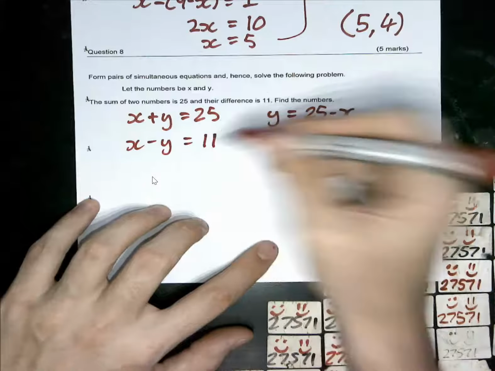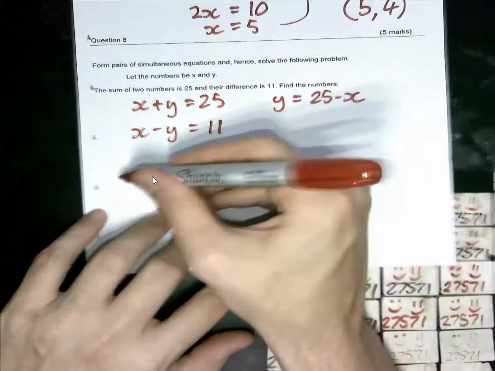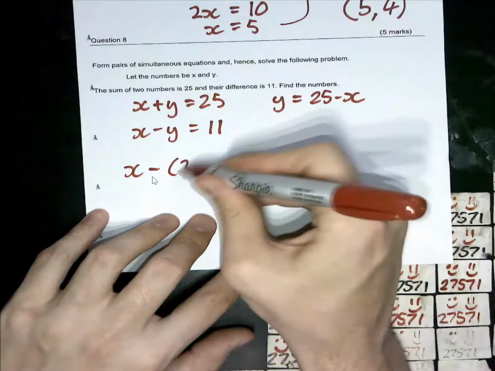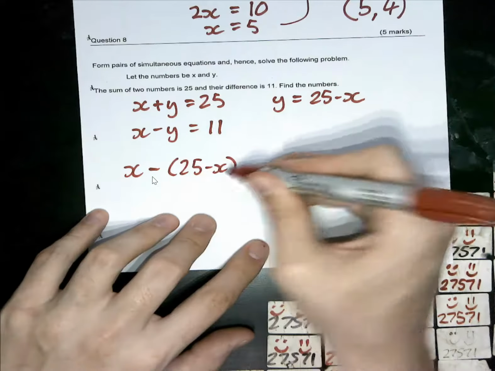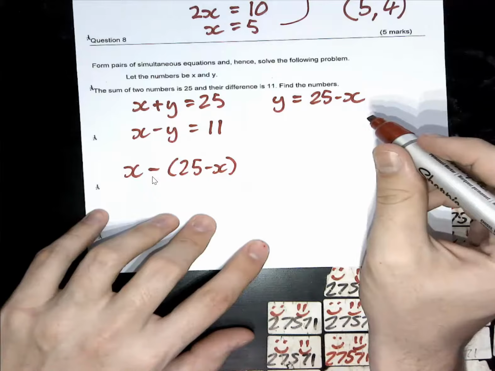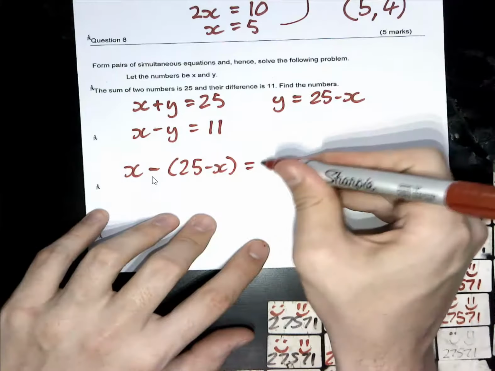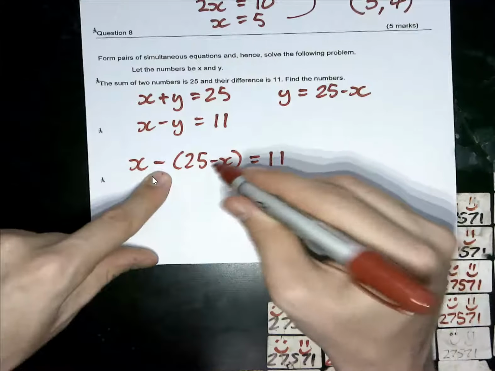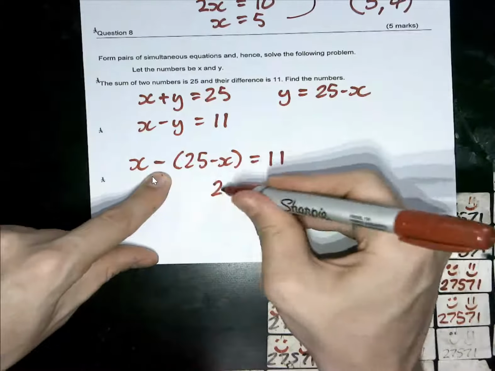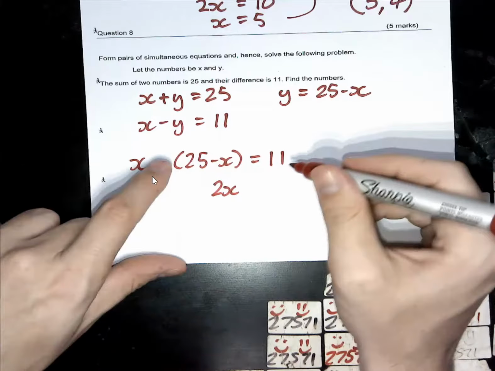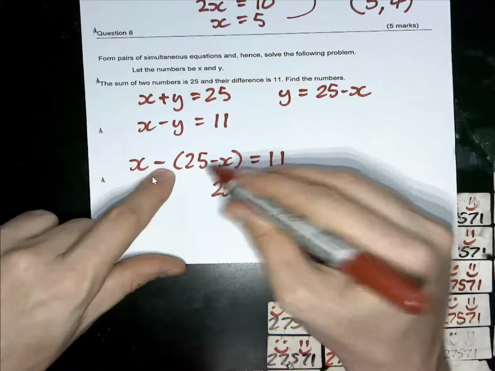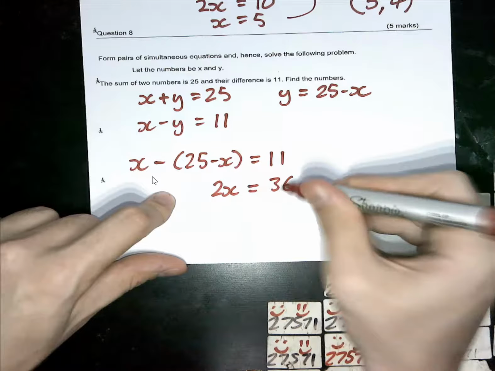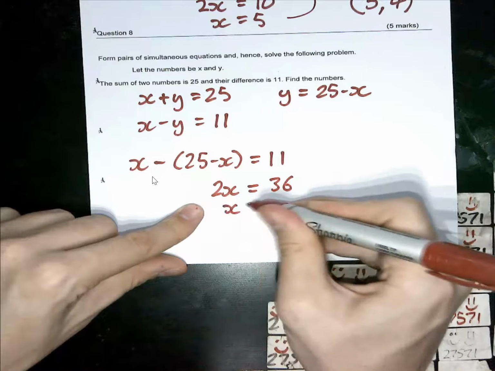Alright, so we do the same trick as before. We'll go x minus what we've written for y, which is 25 subtract x, equals 11. x subtract negative x is 2x. You'll end up with this negative 25 as well, so add 25 to both sides to make this one disappear, which will give you 36. Divide both of them by 2, x equals 18.